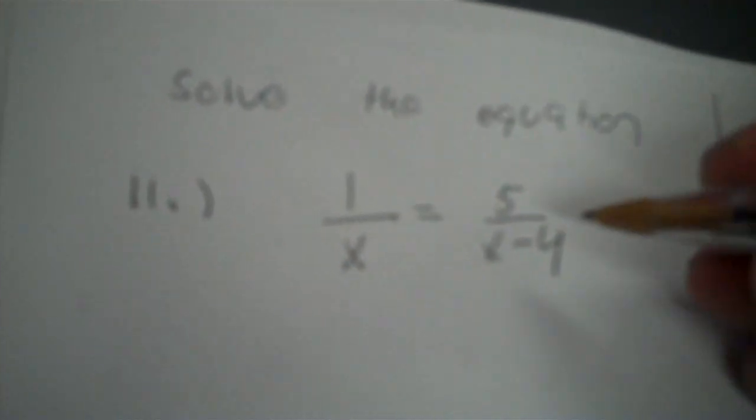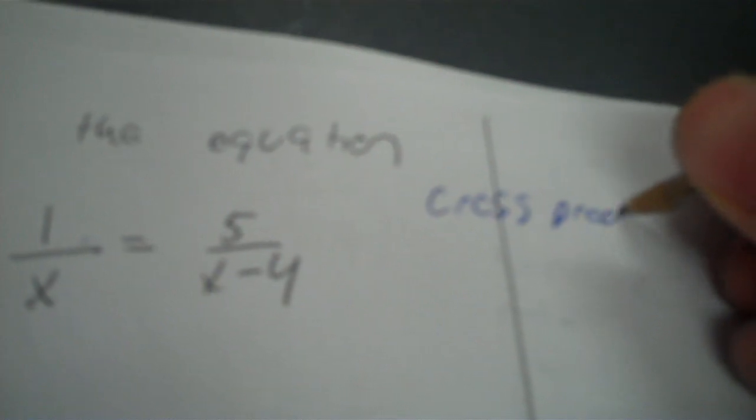Okay, now we're solving equations. 1 over x equals 5 over x minus 4. Now, I just have one fraction on each side, so it's a proportion, okay? And we use cross products to solve it. We don't need a common denominator, okay? So I circle that, and I'm going to make an equals, because a times b, this product here is equal to c times d, okay?